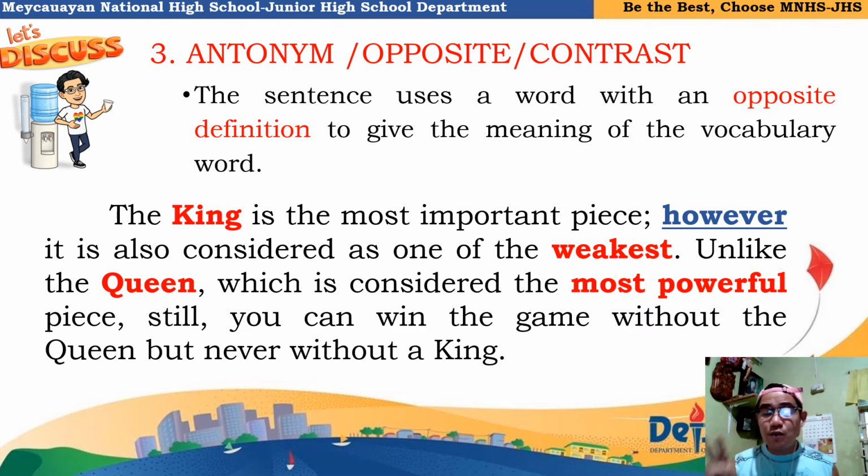So again, we have two pairs of opposite words or antonyms. The first one is king, opposite is queen, and then weakest, opposite is most powerful. And if you notice, we also have a signal word, which is again an example of a conjunction, which is however, which signals that the sentence is using antonym, opposite, or contrast. So that is the third type of context clue. Again, we have antonym, opposite, or contrast. Let's now have our next slide.